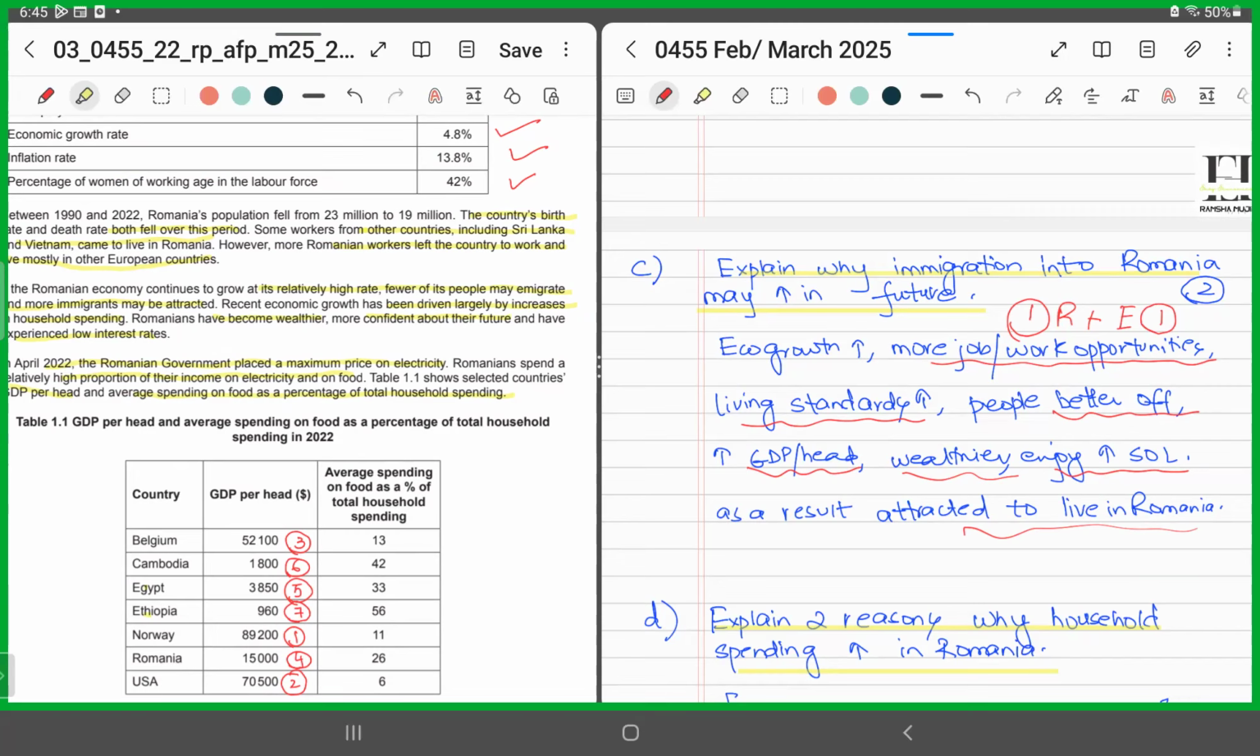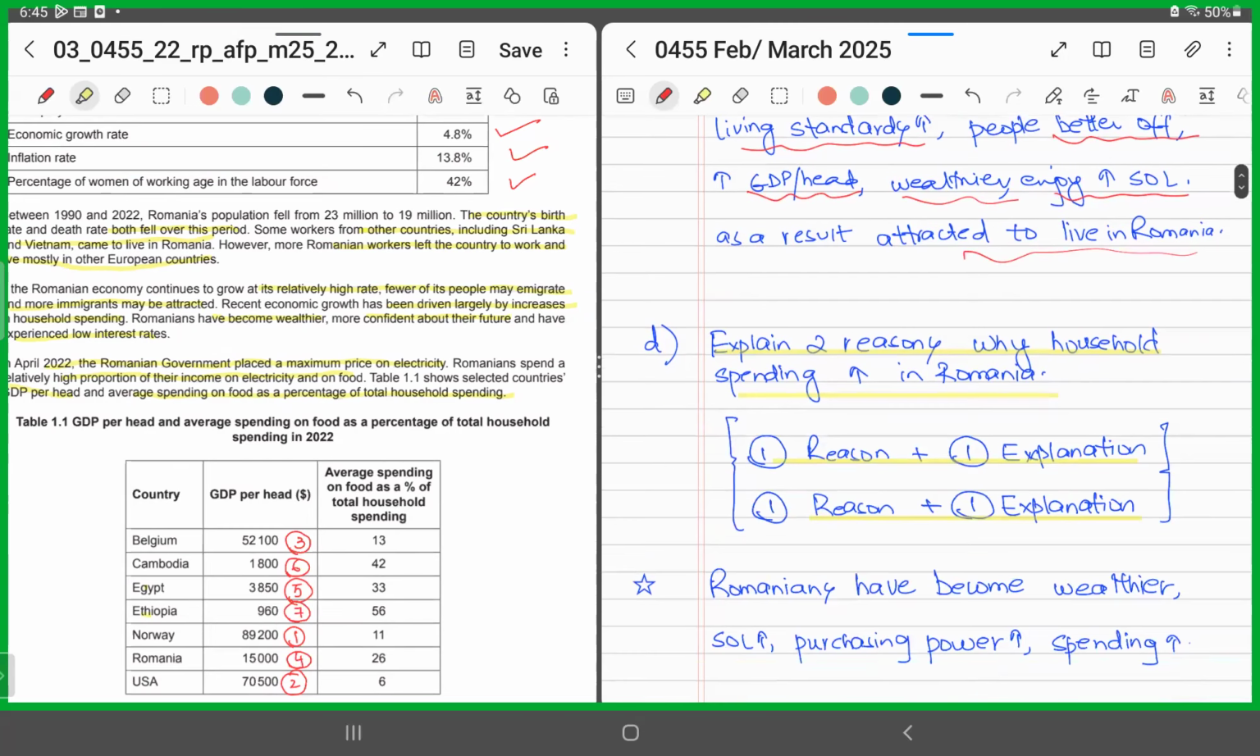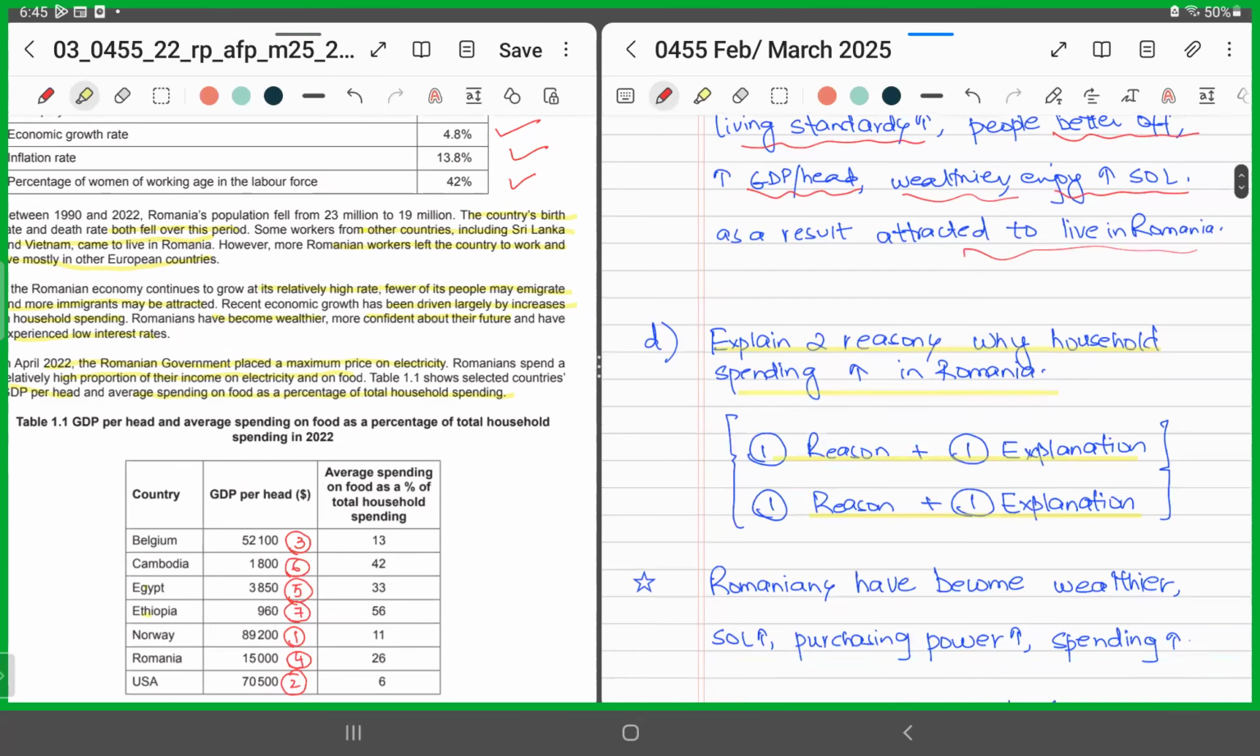Part D. Part D asks us to explain 2 reasons why household spending rose in Romania. Now, this was a 4-mark question. How are the marks going to be distributed? 1 mark for the first reason, and the 2nd mark for the explanation of the first reason. The 3rd mark for identification of the 2nd reason, and for the explanation of the 2nd reason, you'll get the final 4th mark. So, 2 reasons, and an explanation of each of these reasons, for 4 marks. Now, why do you think? Give the reasons why household spending rose in Romania.